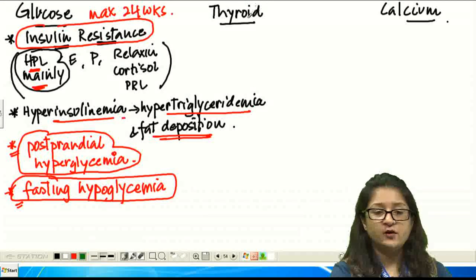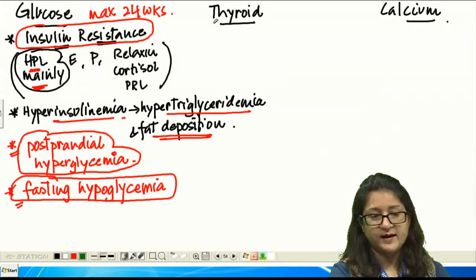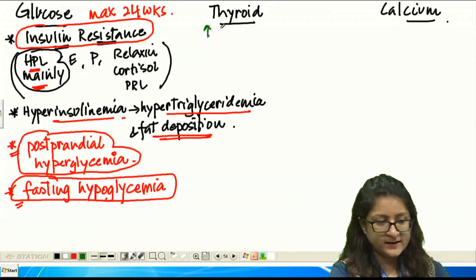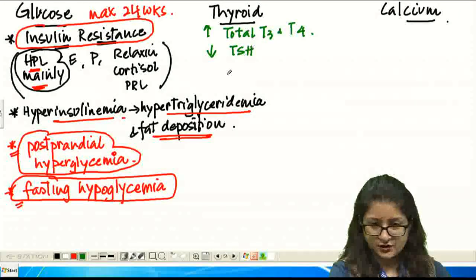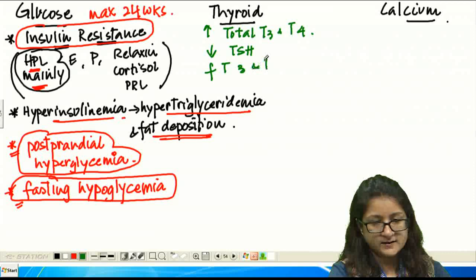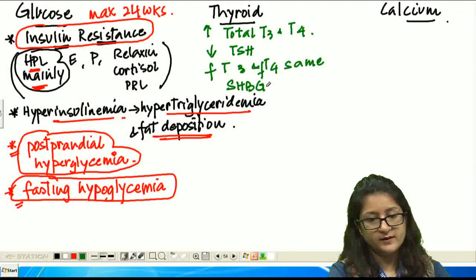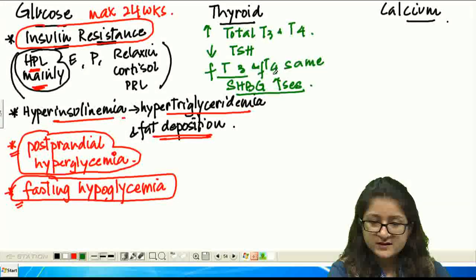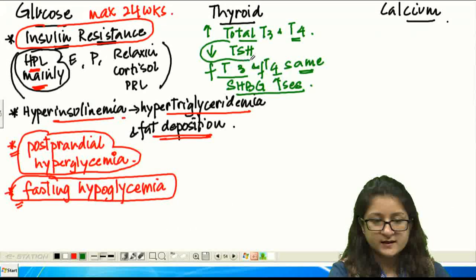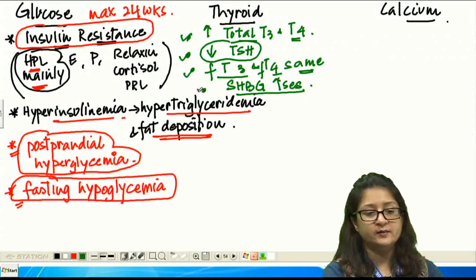As far as thyroid hormone metabolism is concerned, the important point to remember is that thyroid hormone production is increased, that is, total T3 and T4 are increased, all right? That leads to a decrease in TSH. But the free T3 and free T4 remain the same. Why? Because the sex hormone binding globulin levels increase. So the binding globulin binds to the free form, and the free forms are maintained at the same level, but the total production is increased. And because the total production is increased, there is decreased TSH. Okay. So these are the four important nutshell points that you should remember about thyroid metabolism.